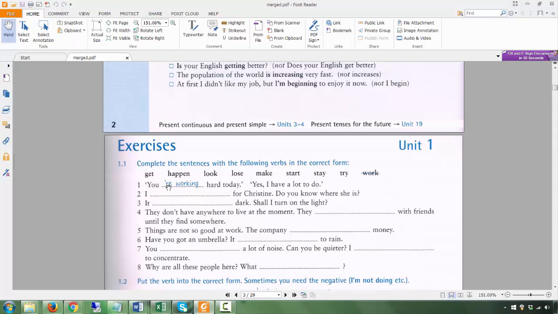Each one has a blank. Choose one of these. For example, you are working hard today. Yes, I have a lot to do now. So it's work. That's why it's chosen, and in the present continuous, you are working.